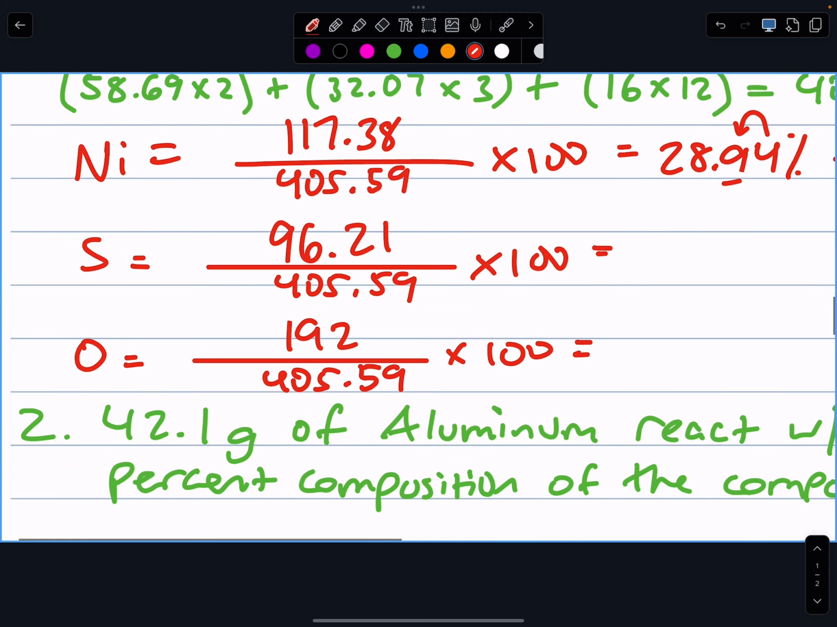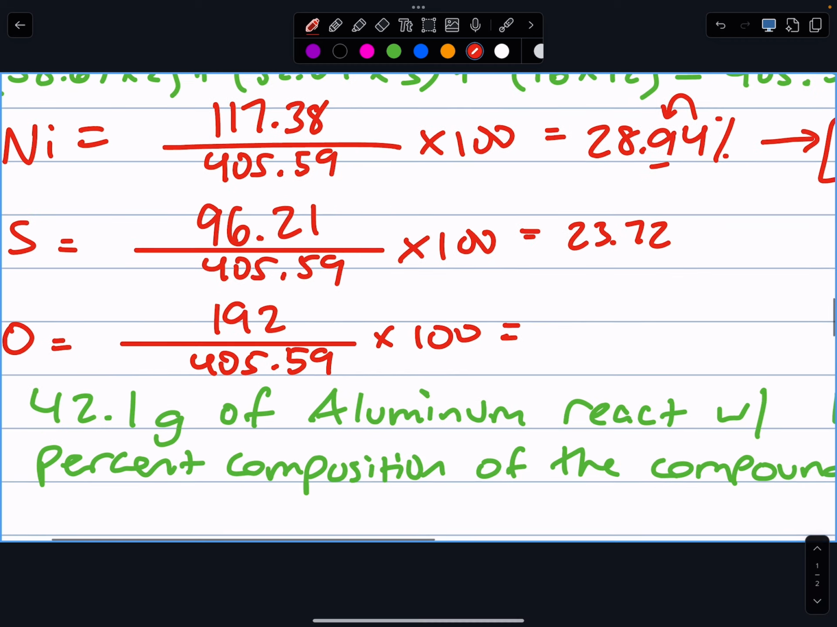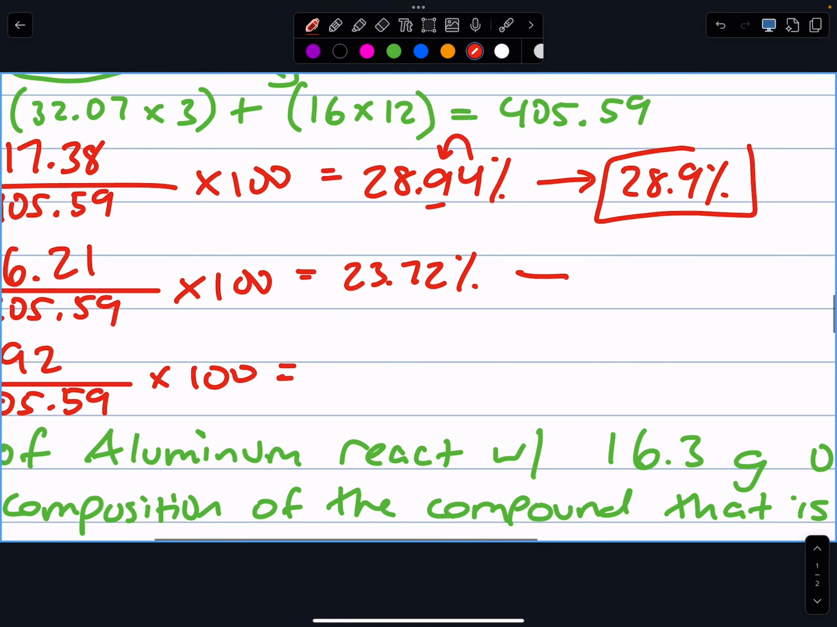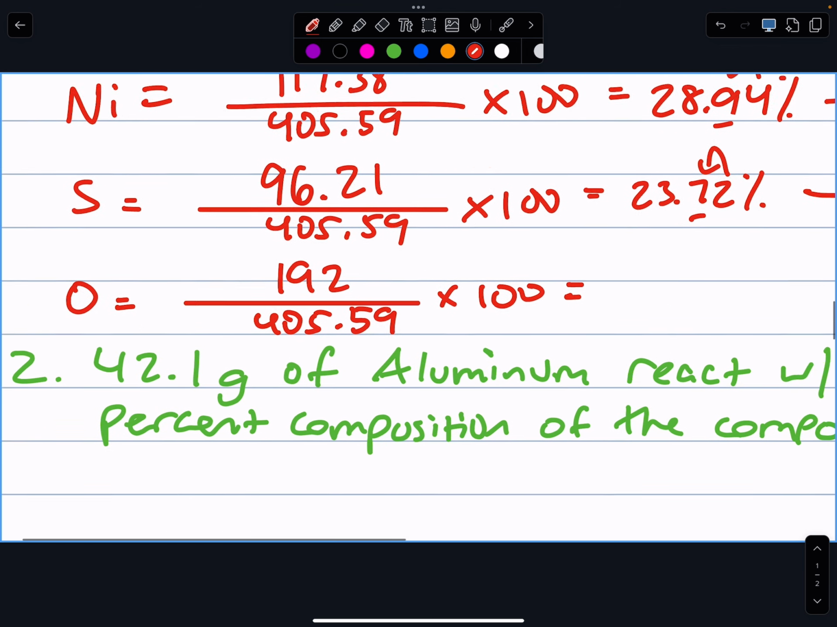Okay, next. What'd you get? We got 23.72. Both of you got that? Good. 23.72%. But how many sig figs again? Where's the third? Can 2 round 7? No. 23 point. Good. Next.